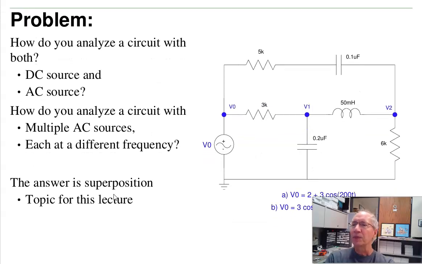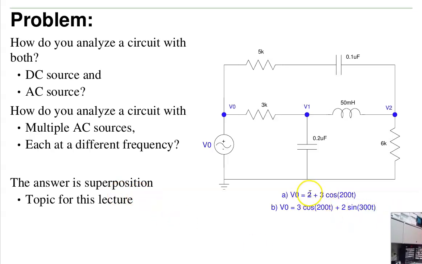So here's a problem. How do you analyze a circuit that has both a DC source and an AC source? For example, suppose my input has two terms, a 2-volt constant and a sine wave. Similar problem, how do you analyze a circuit where the input has two AC terms, something at 200 radians per second and 300 radians per second? Well, the approach is to use superposition. That's the topic for this lecture.